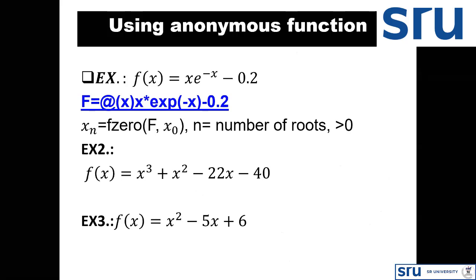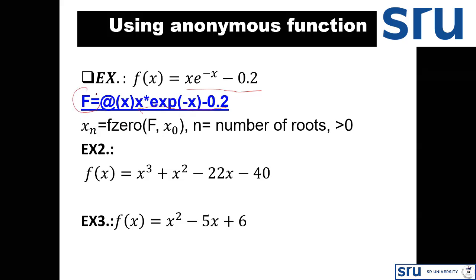The second method is the anonymous function. You create one anonymous function and then pass that function itself, not as a string. Here we have taken f = @(x), then you write your function, whatever equation is given. The function here is x multiplied by exp(-x) minus 0.2. So this is the anonymous function.